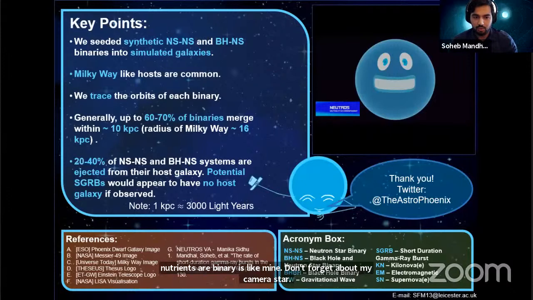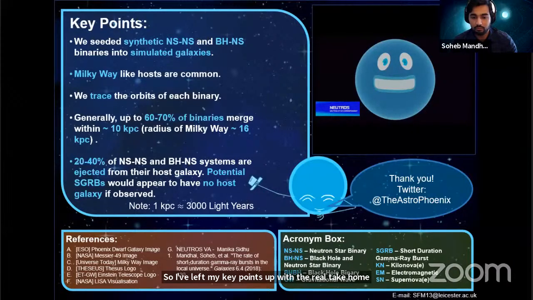So I've left my key points up, but the real take home is that whilst we've made these predictions, they're subject to change based on further observations. Based on whether or not our predictions align well with future observations would tell us how accurate our theories are and whether they need refinement. As with science, this field is constantly evolving, so we'll see in the future how well our predictions hold up.